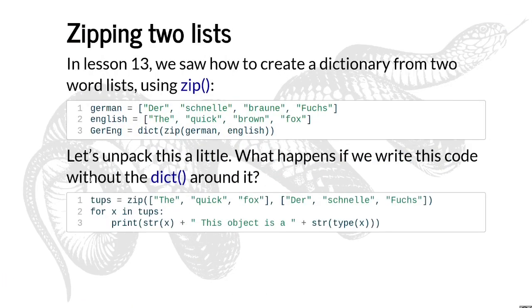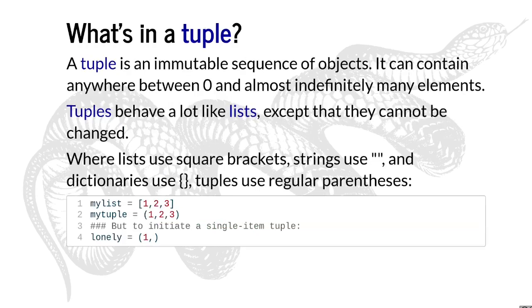Basically, we have something that's a lot like a list, but different in a few key ways. So what is a tuple? It's an immutable sequence of objects. And immutable is really the key thing that's different from a list. It can't be changed. It can contain anywhere between 0 and almost indefinitely many elements, and they're immutable. In a lot of other ways, they're like lists.